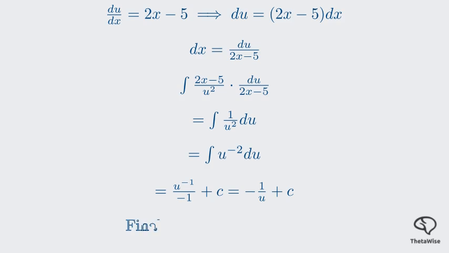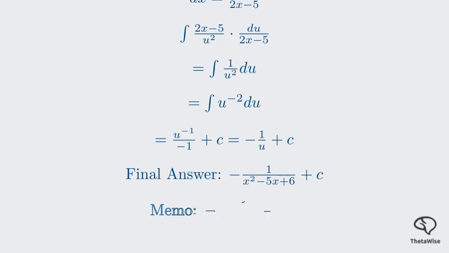Finally, we substitute back the expression for u. Our final answer is negative 1 over x squared minus 5x plus 6 plus c. Checking the memo, our answer matches. Verified using memo. This problem was a great example of the power of substitution.